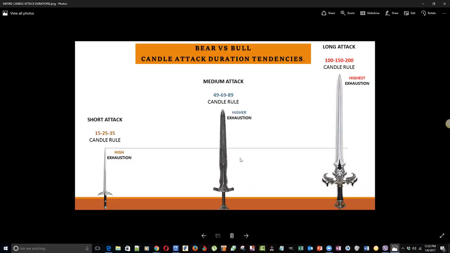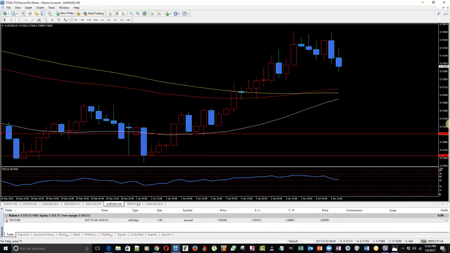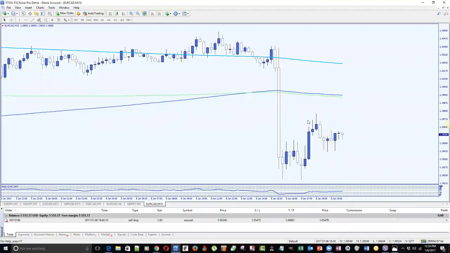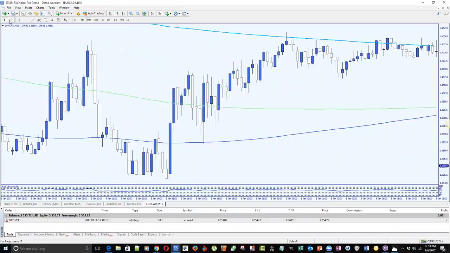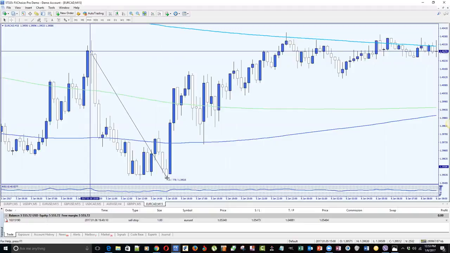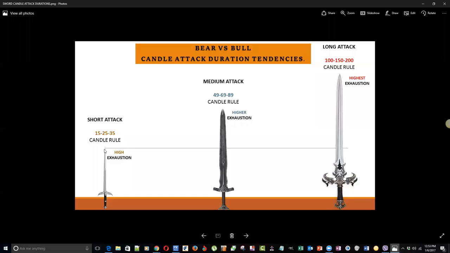So basically, it's very simple how you use it. Let me go to my chart. Very easy how you use this. How do you determine what is short, medium, or long exhaustion? You just take your crosshair and you go to the end of a move and follow where it goes. So that's 21, right? So that will fall under the category of the 15, 25, 35 exhaustion.